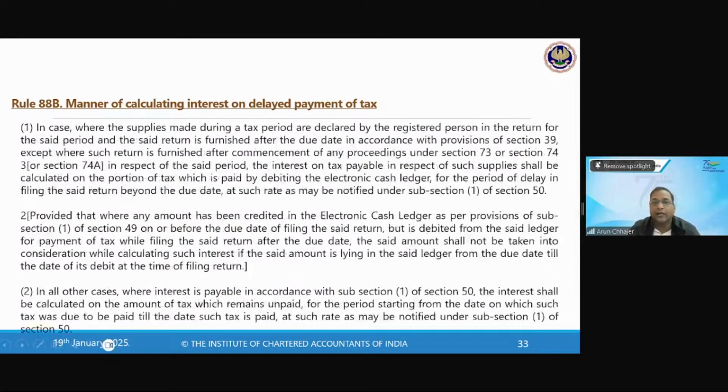Let's read the rule 88B in detail. If there is credit balance, so you mean to say that we have the circular, Gyanendra, we have the circular that we will read. If your question is not being answered after reading the circular, we'll discuss your question. Okay.